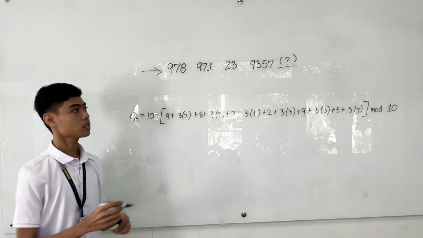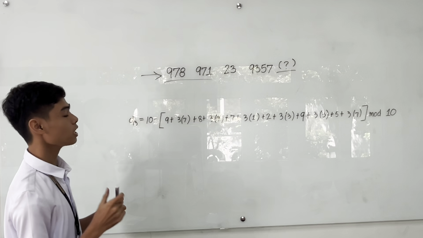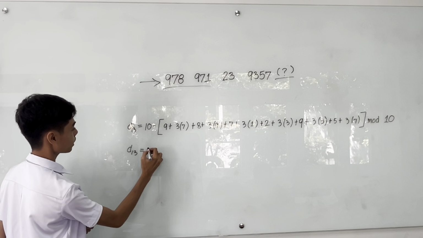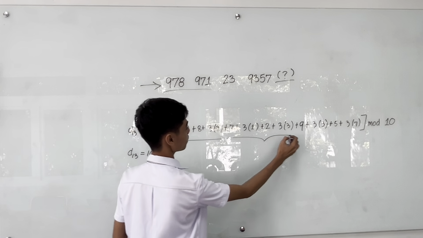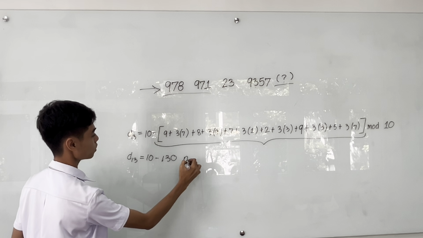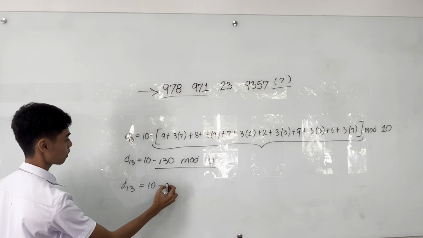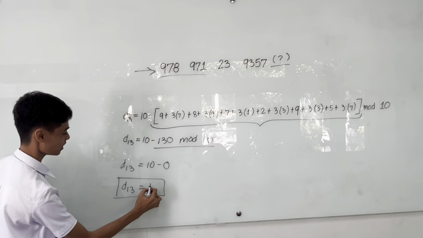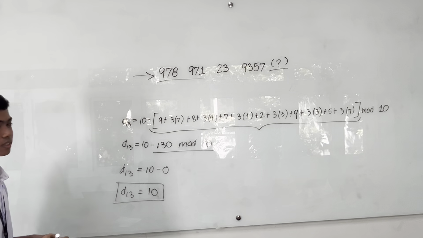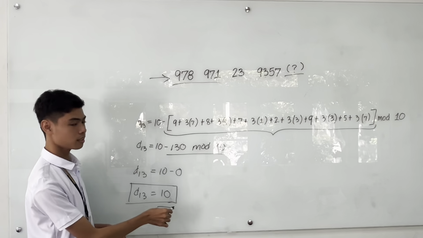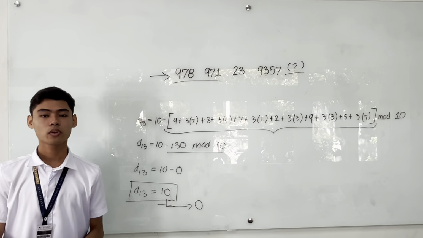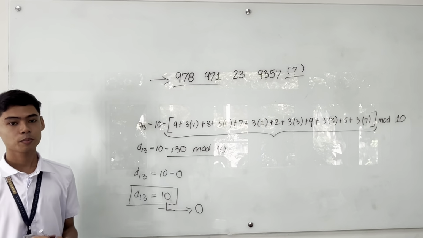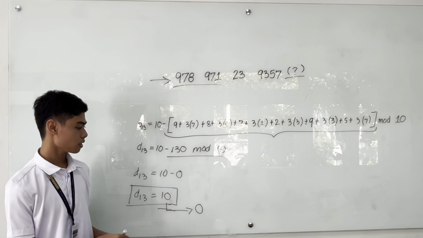We now substitute these values into the formula in calculating the check digit of an ISBN. We calculate again this first part. This one is equal to 130. Then we copy modulo 10. We calculate this: 0. So D13 is equal to 10. Since we get 10, remember that if we get 10, this is equivalent to 0. Therefore, the check digit of the ISBN of the book Mathematics in the Modern World Philippine Edition is 0.